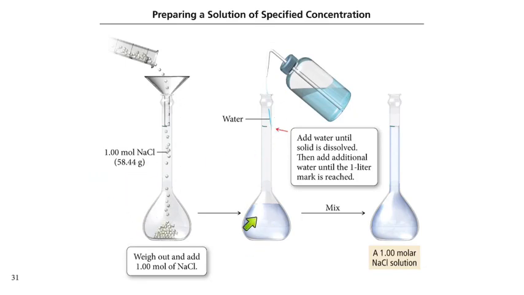Then we would add water. We would dissolve this, make sure that all the solid got dissolved, and then we would fill this up. This has a mark on the neck, just like volumetric pipettes do. And so you'd fill it up with the liquid until the bottom of the meniscus is right at the mark. Then you would stopper it, and you'd have to invert it back and forth many times to get it to mix thoroughly. And that's one way to make a 1 molar sodium chloride solution.